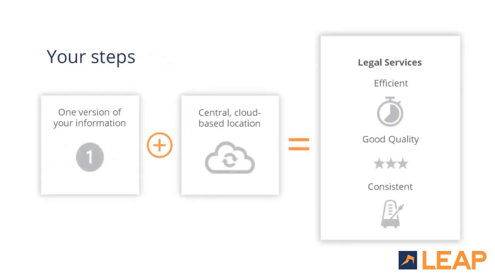How do you do this? Well, here are some general high-level steps. First, decide to have one version of your information. This is doable, but you have to make it happen. This means get rid of particularity as much as possible. Have one engagement letter for every matter type, and then you have everyone in your firm use that one engagement letter. Related to that, second, keep that one version of your information in a central cloud-based location. Why? So everyone can access it from anywhere at any time. The result, you provide legal services which are always efficient, good quality, and consistent.